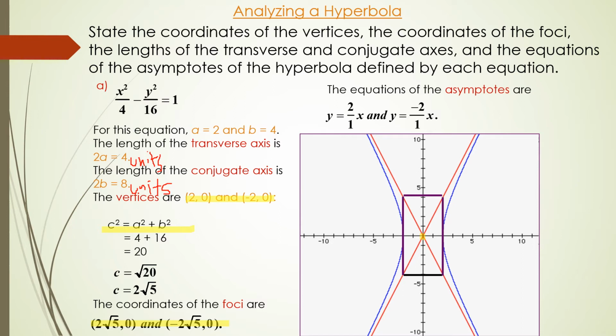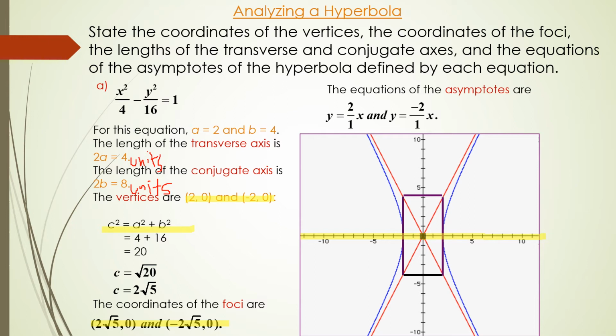Horizontal, no? The vertex, the center, and the foci are together on our transverse axis now. Alright? So this is our center.